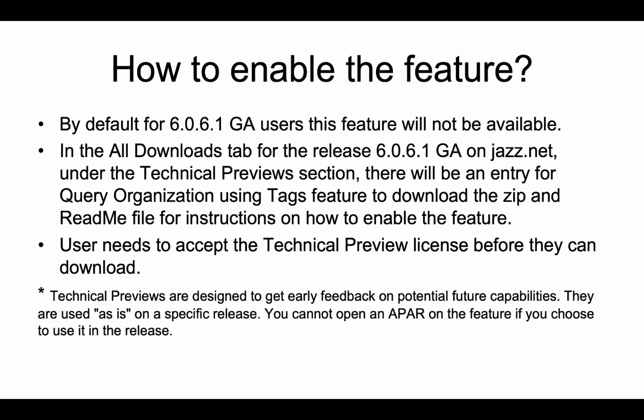By default, this feature is not available for 6.0.6.1 GA users. In the All Downloads tab for the release 6.0.6.1 GA on Jazz.net, under the Technical Preview section, there will be an entry for this feature to download the zip and README file. The README file will have instructions on how to enable the feature. The user needs to accept the license before they can download.